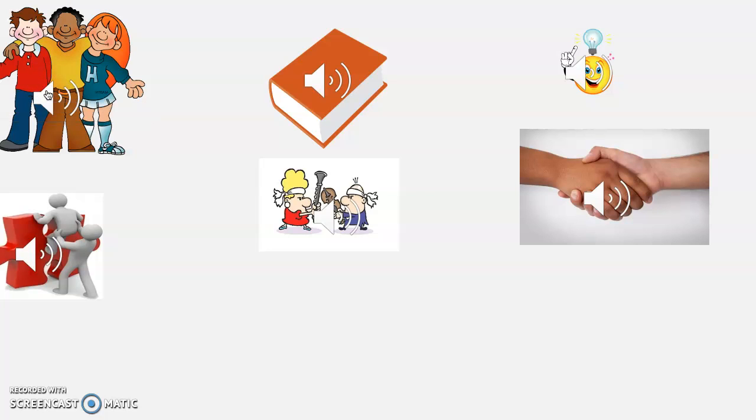Friends. So when she taps that one, she can say friends. She can use this one. Story. Main idea. Supporting detail. Uh-oh. Problem. Problem solved.